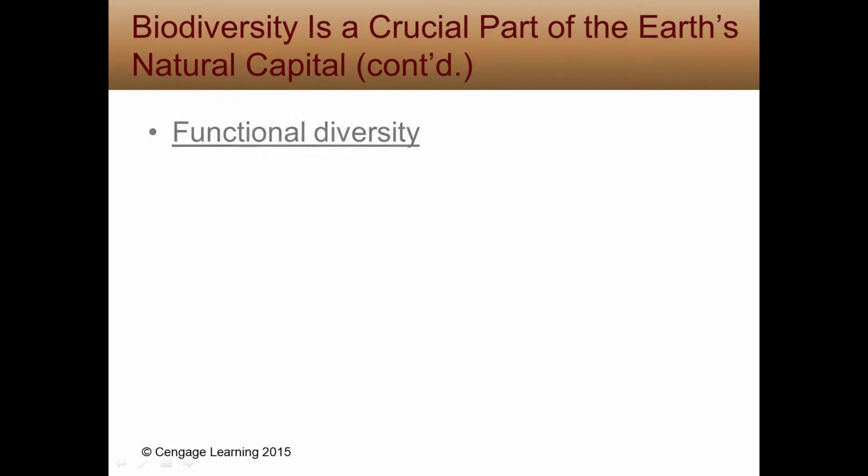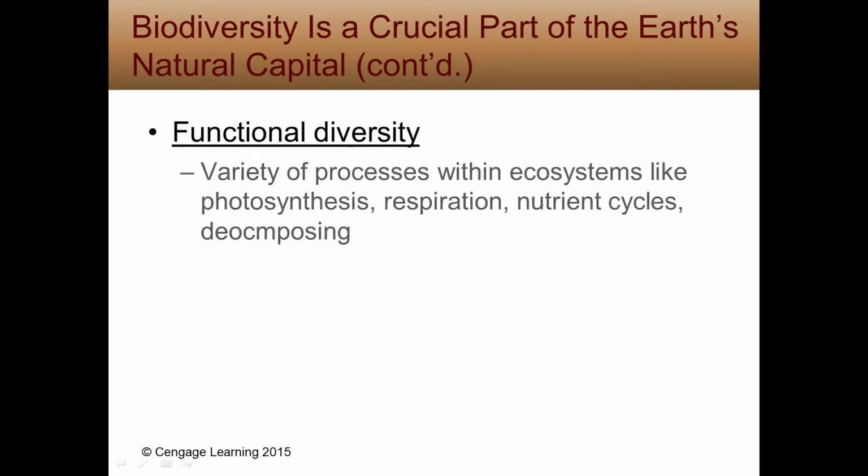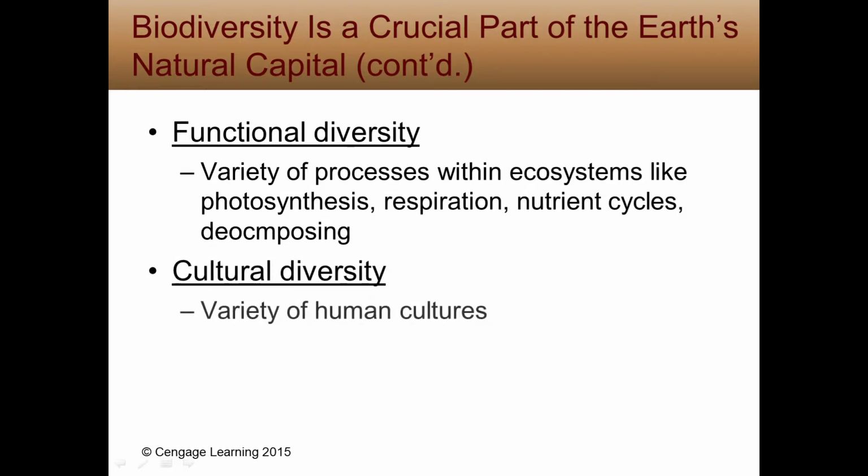Functional diversity then relates to processes, relates to biochemistry: photosynthesis, respiration, chemosynthesis. Think about those nutrient cycles you did your FRQ on. Decomposition. Okay, you're looking at those processes that are going to support life. And then finally, cultural diversity. We're looking at value just in human culture in and of itself.